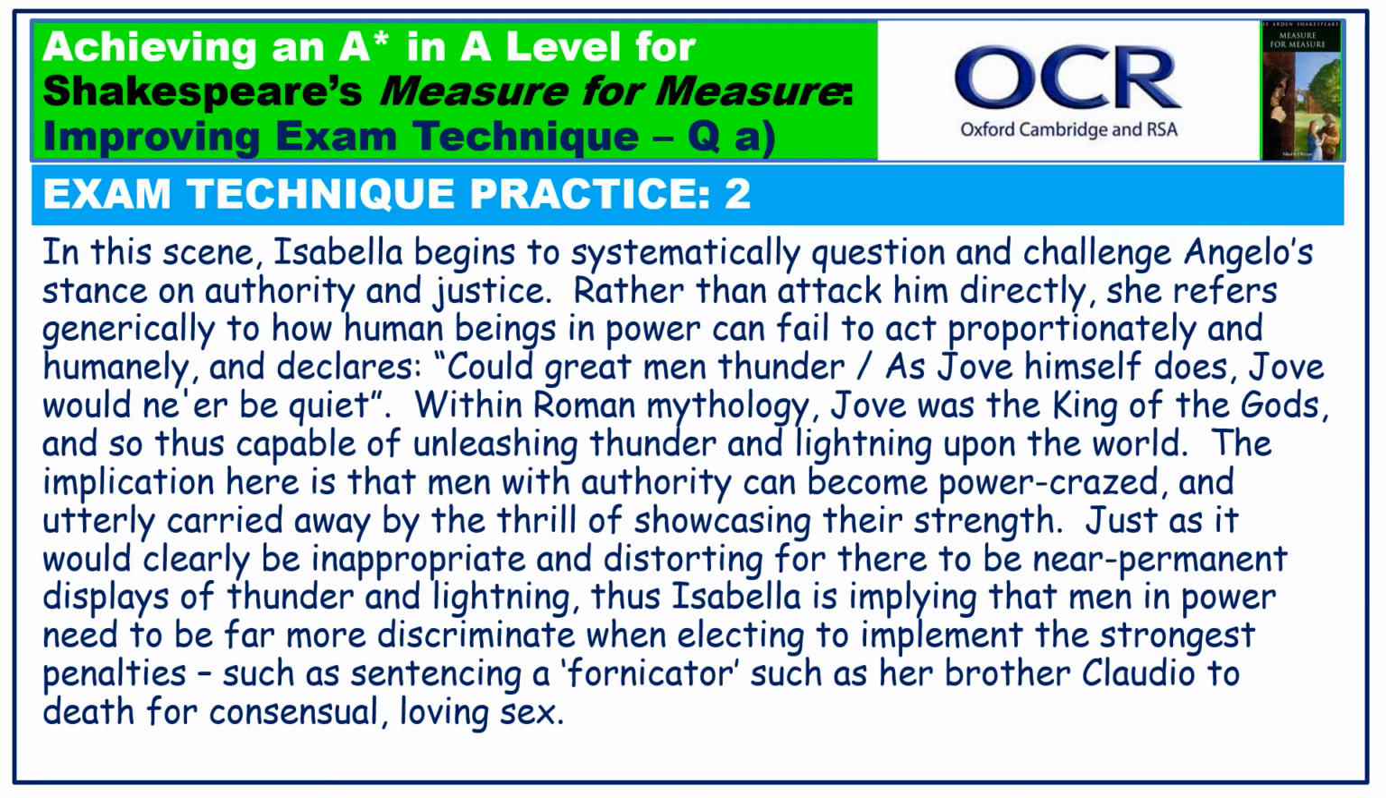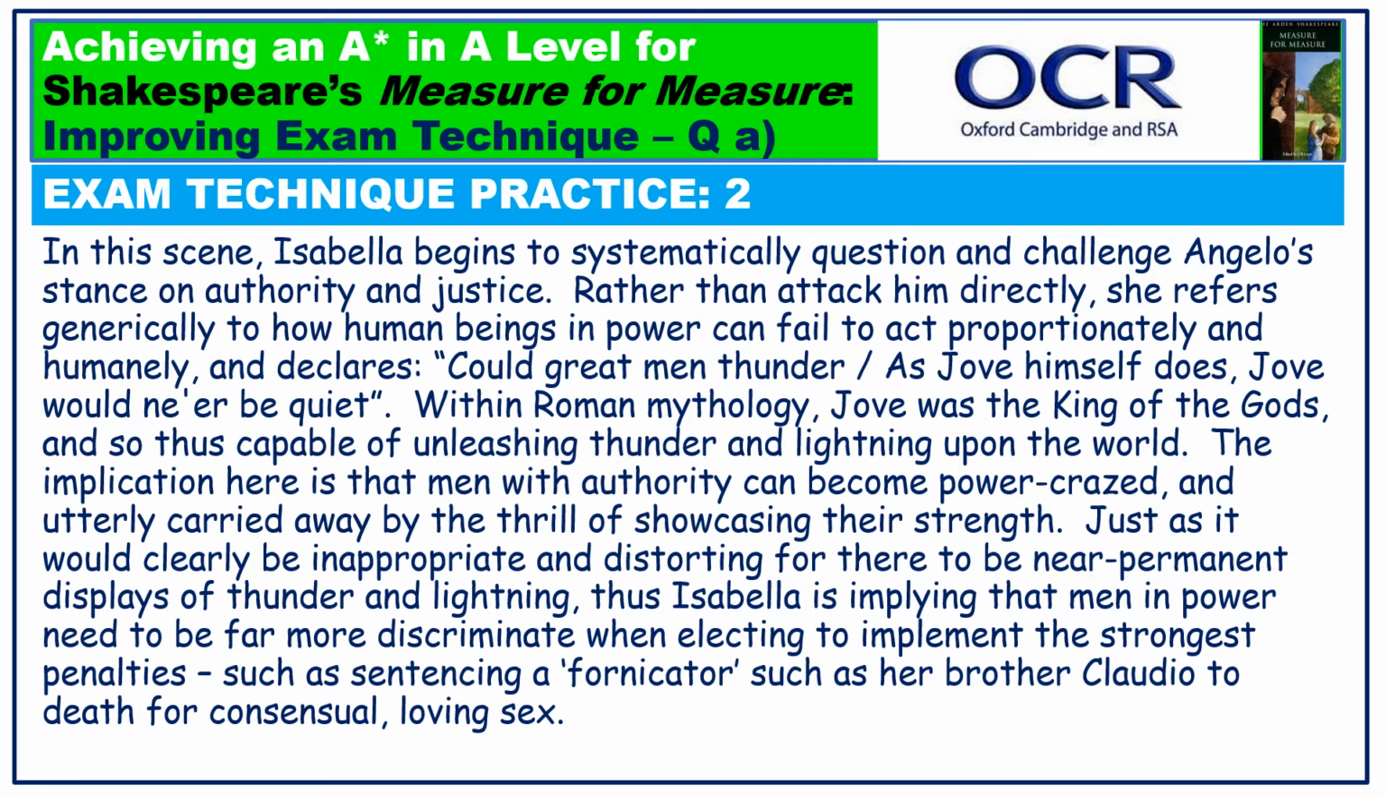I write, in this scene, Isabella begins to systematically question and challenge Angelo's stance on authority and justice. Rather than attack him directly, she refers generically to how human beings in power can fail to act proportionately and humanely, and declares, could great men thunder as Jove himself does, Jove would ne'er be quiet.